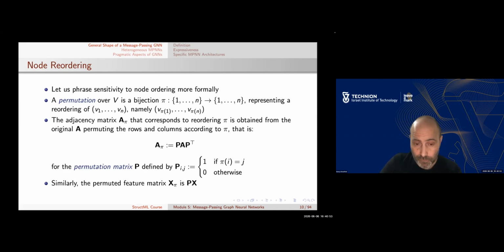Also for the feature matrix, we need to permute the rows to correspond to the new ordering, the new indexing of the vertices. So it becomes P times X instead of X. So X pi is P times X.